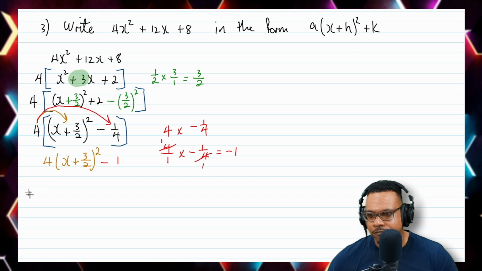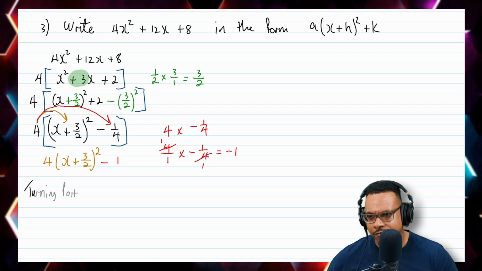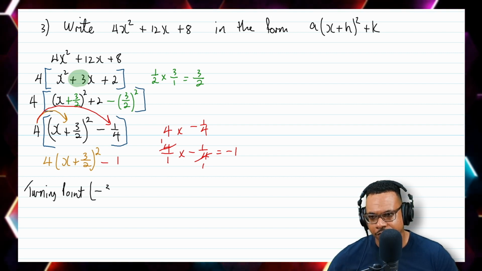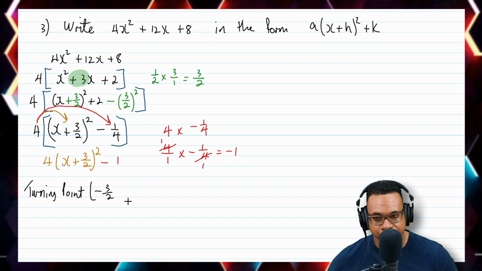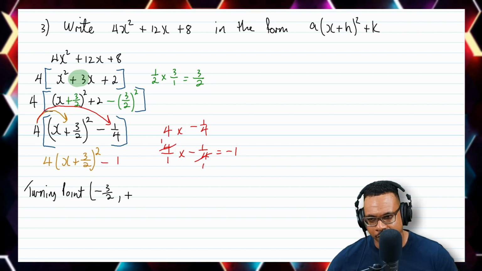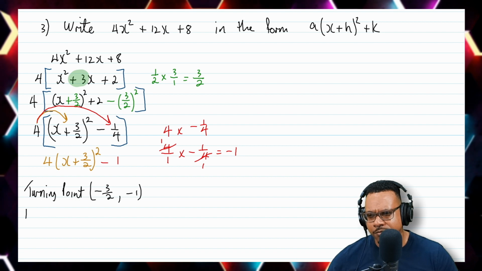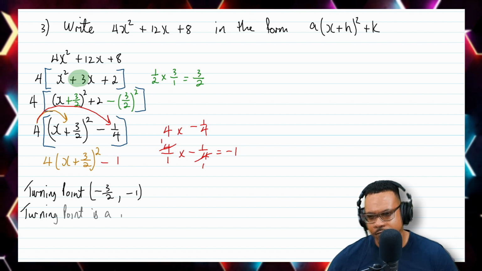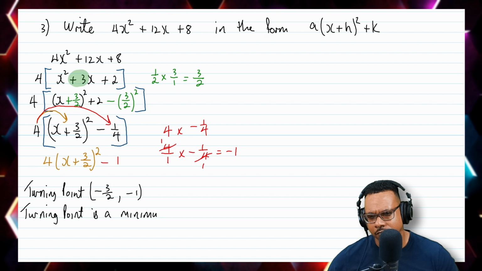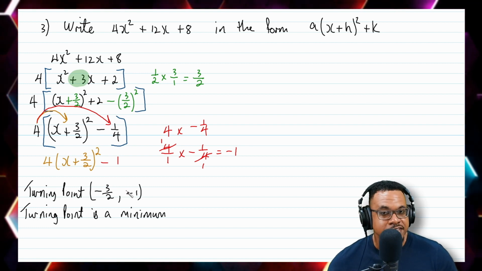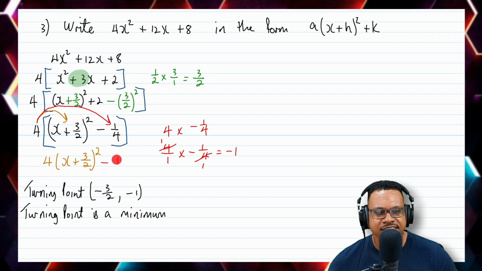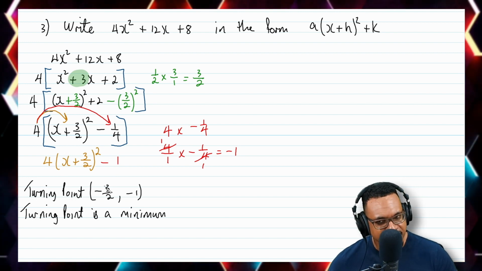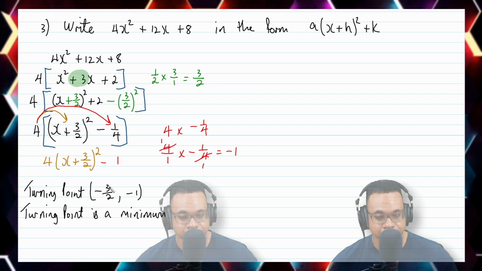So I'm going to write that. My turning point is negative 3 over 2. See, change the sign on it, positive 3 over 2, right? So whatever this is, just change the sign on it, and that's the x component of a turning point. And the y component is the negative 1. And of course, my turning point is a minimum. So again, if they ask for the max or min value of y, you'll say the minimum value of y is negative 1, and the corresponding x value is this negative 3 over 2.